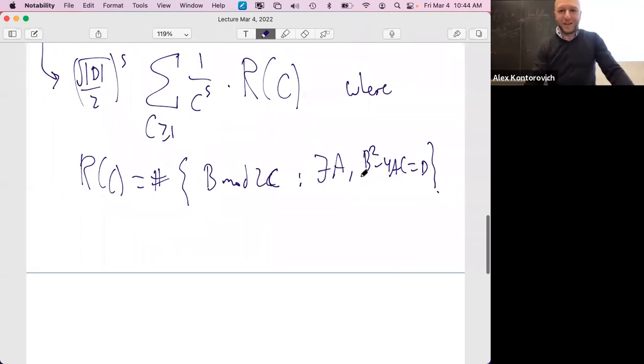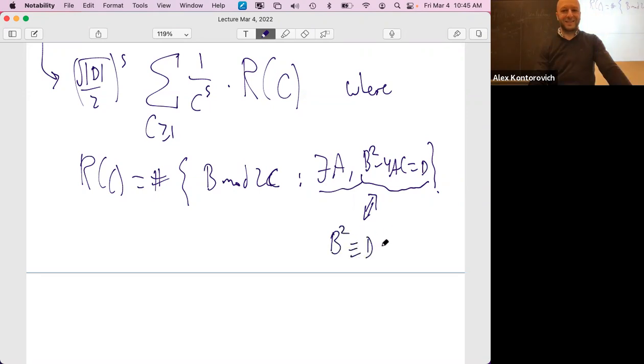Well, let me give you a hint as to how to do this. By the way, there exists such an a. How do we tell if there's such an a or not? There exists such an a if and only if b squared is congruent to d mod 4c. This is just the Legendre symbol. Exactly, it's just a character.